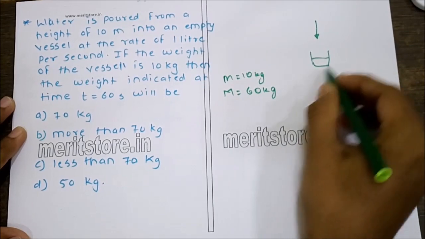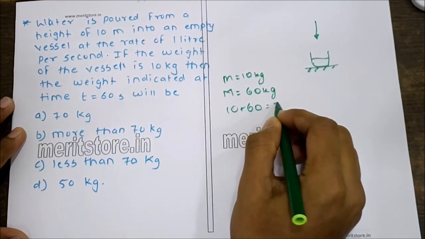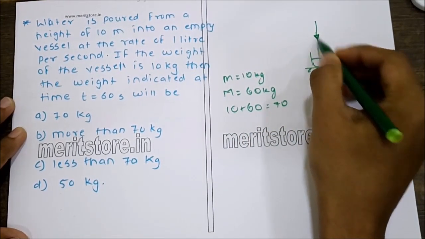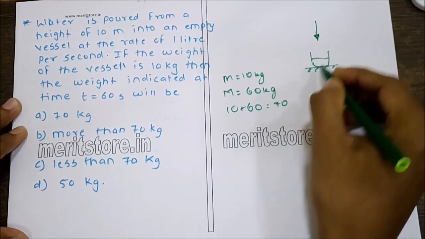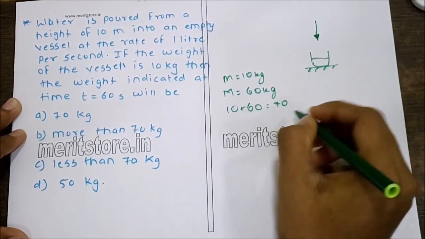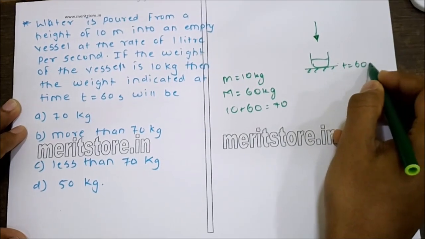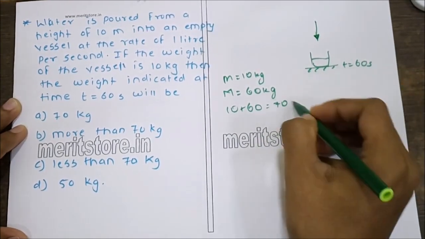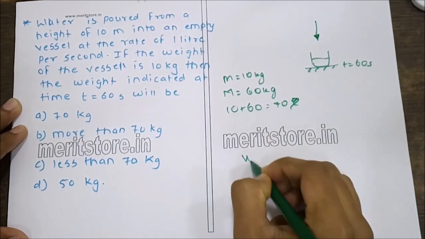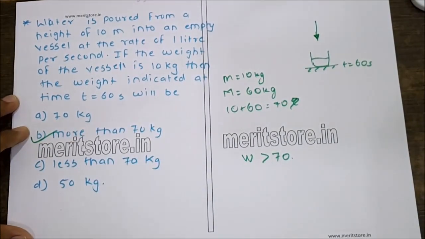So it is natural to assume that the total weight shown is 10 plus 60, that is 70 kg. However, since the water is flowing continuously from a height, there would be an extra force due to the momentum of the water flowing from the height. Hence, on the scale, at t equal to 60 seconds, the scale would show a weight more than 70 kg. So W would be greater than 70 kg. Hence, option B is the correct answer.